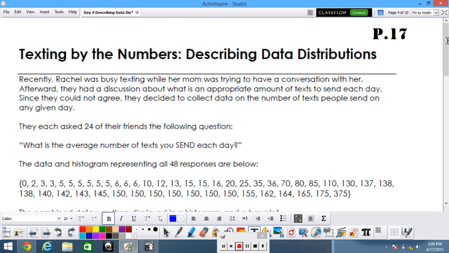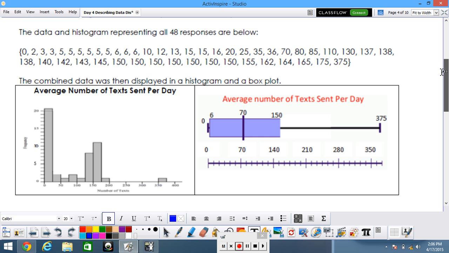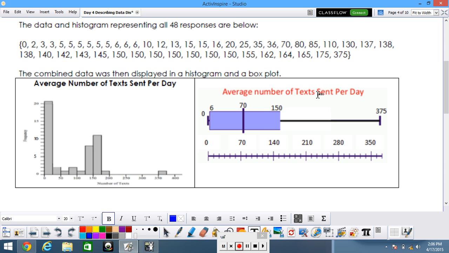All right, so we've got 48 numbers here. Half of them came from Rachel, half of them came from her mom. When we look at this data in a histogram, I bet you could circle which ones were her mom's and which ones were Rachel's. So we have a histogram and we have a box and whisker plot. Take a look at the difference. What do you notice about the box and whisker plot versus the histogram?